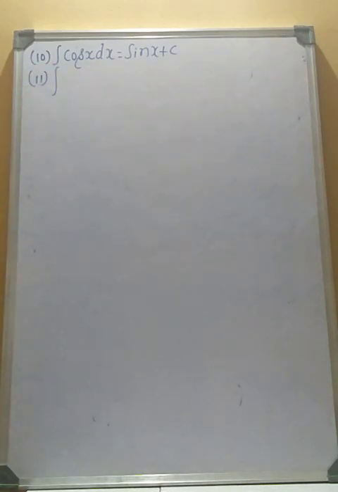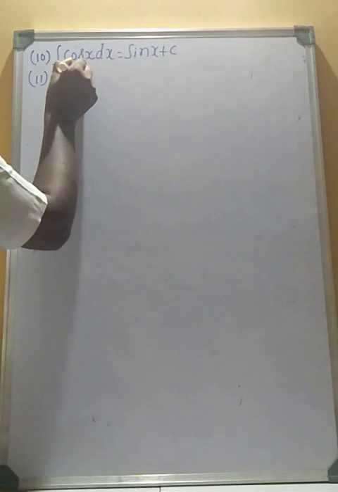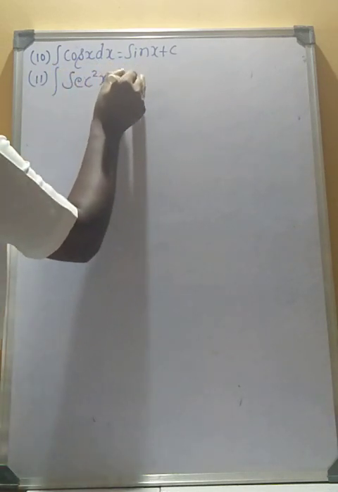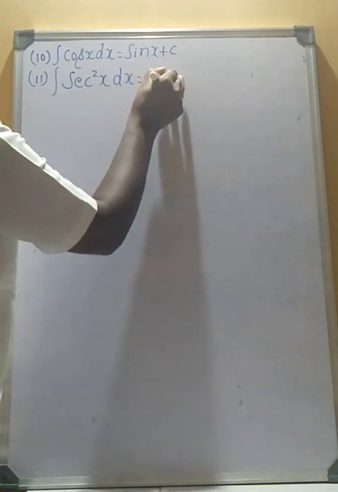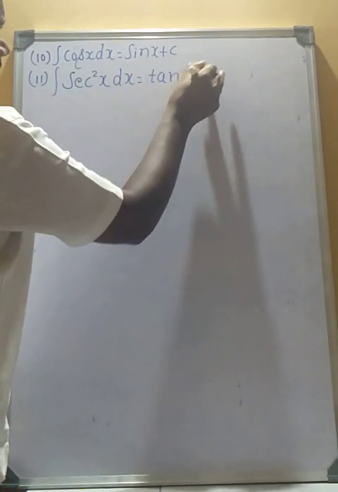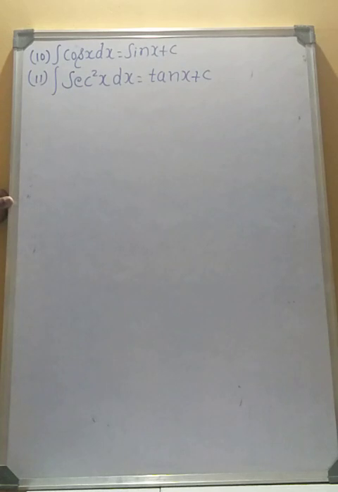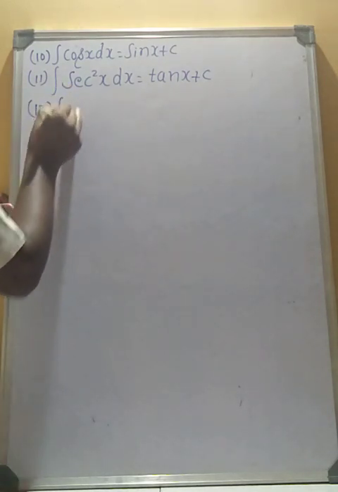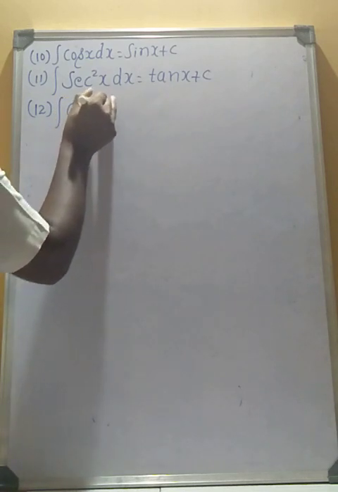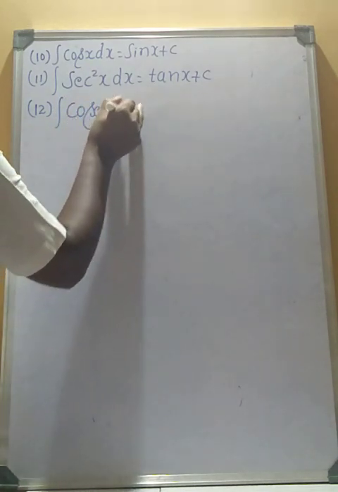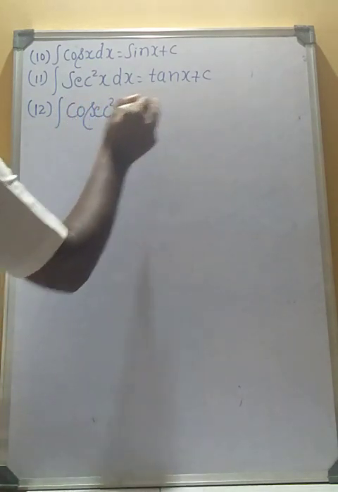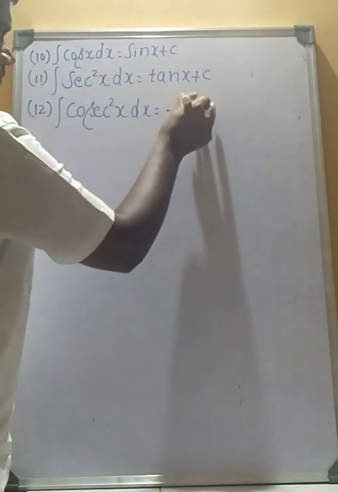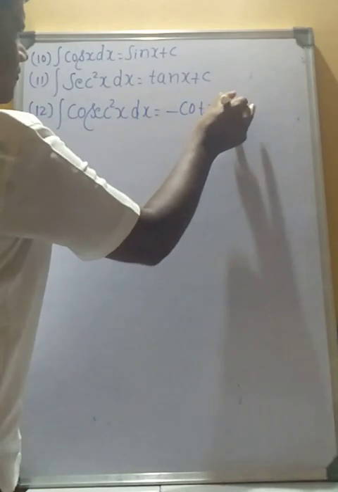Integral of secant square x into dx is equal to tan x plus c. Integral of 12th one, integral of cosecant square x into dx is equal to minus cot x plus c.